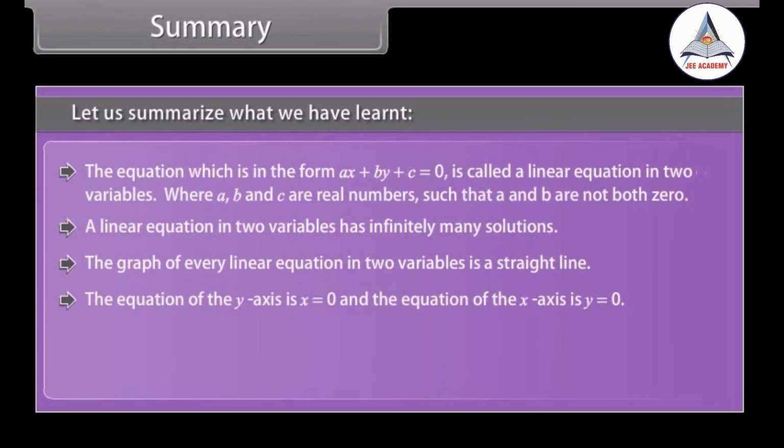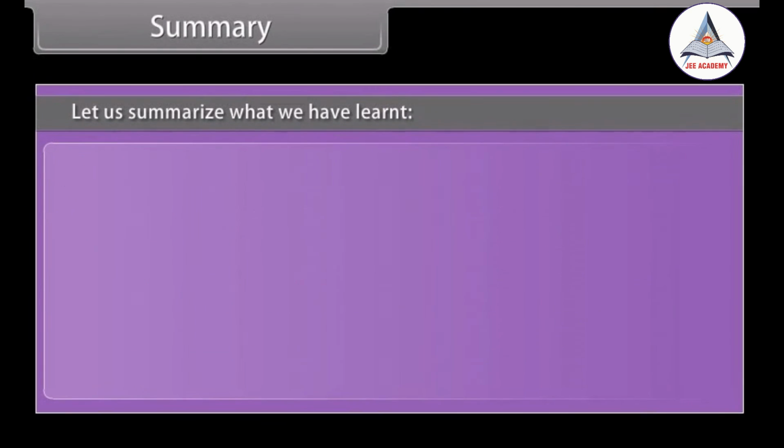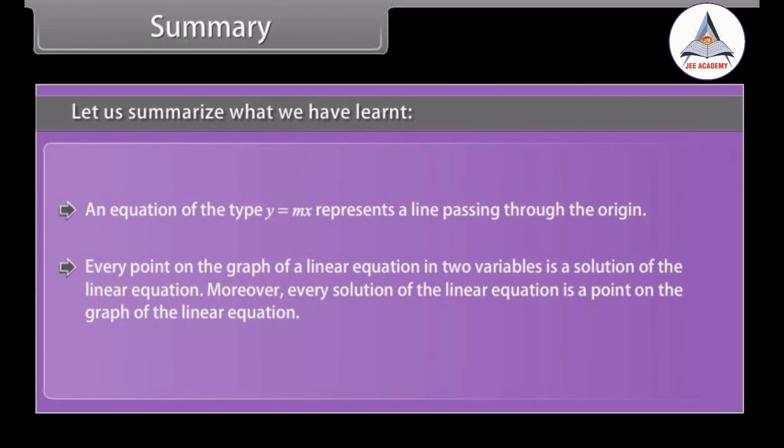The equation of the y-axis is x = 0, and the equation of the x-axis is y = 0. The graph of x = a is a straight line which is parallel to the y-axis. The graph of y = a is a straight line parallel to the x-axis. An equation of the type y = mx represents a line passing through the origin. Every point on the graph of a linear equation in two variables is a solution of the linear equation.